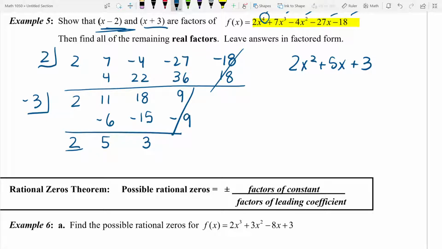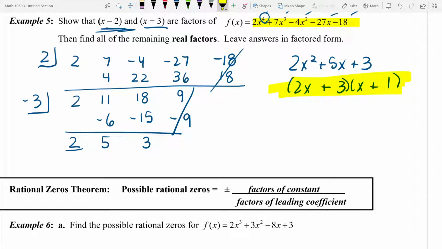They're not asking for zeros. They're not asking for solutions. If they were asking for solutions, I would set it equal to 0. They're asking for factors, so I'm just going to factor it. This is going to go to a 2x and an x. It's going to factor to a 3 and a 1, and it goes like that. Okay? So list all of the remaining factors. Those are the 2 remaining factors.